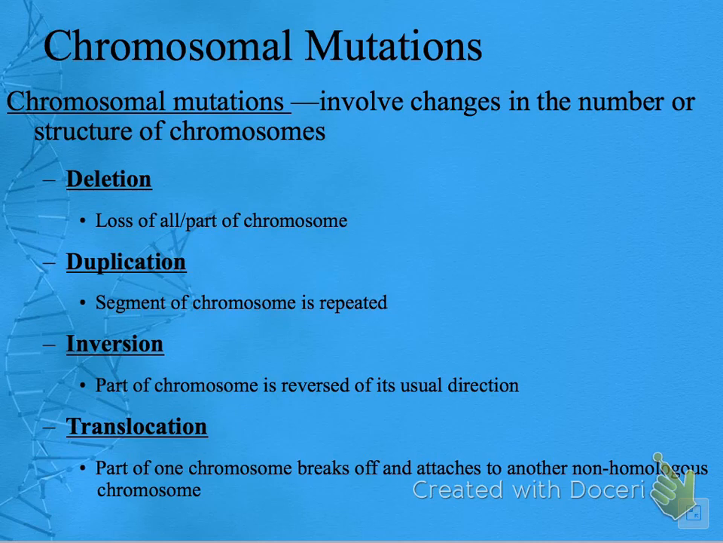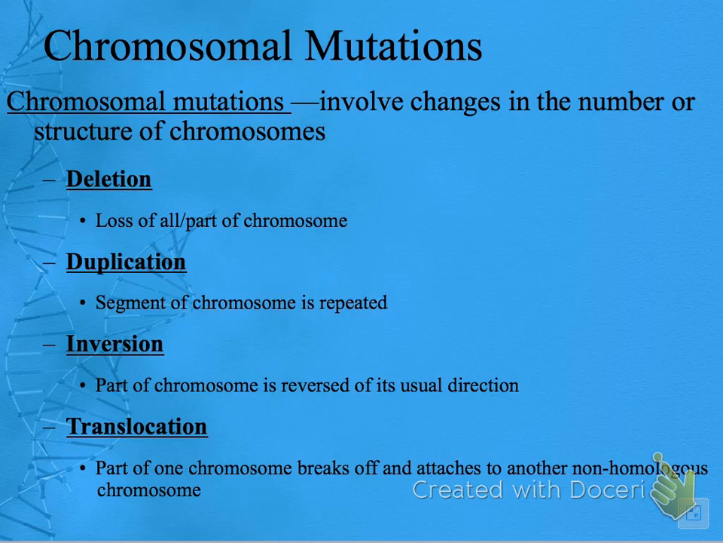With chromosomal mutations, they're going to involve a change in the number or the structure of the chromosomes. You have deletion, which is where all or part of a chromosome is just completely removed, lost. You have duplication, which is where they go through and accidentally repeat themselves in a chromosome. It can happen one or more times in the same chromosome. You have inversion, which is where they pull off part of the chromosome and flip it around and stick it back in the wrong direction. And you have translocation, which is where one chromosome breaks off and attaches to another non-homologous chromosome.